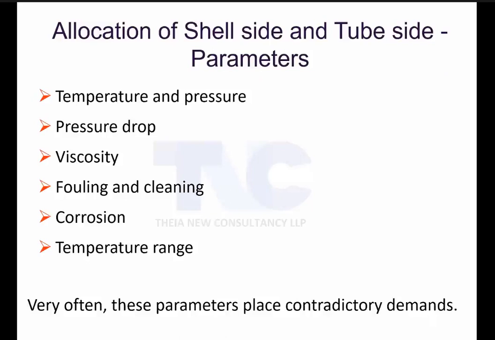Now, a very, very interesting topic. Yesterday, people were asking these questions. Allocation of fluid: where do I allocate shell side and tube side, where do I allocate my fluid? A lot of parameters need to be considered: temperature, pressure drop, viscosity, fouling and cleaning, corrosion, temperature range. The real problem is that many parameters contradict each other. Let us go one by one.